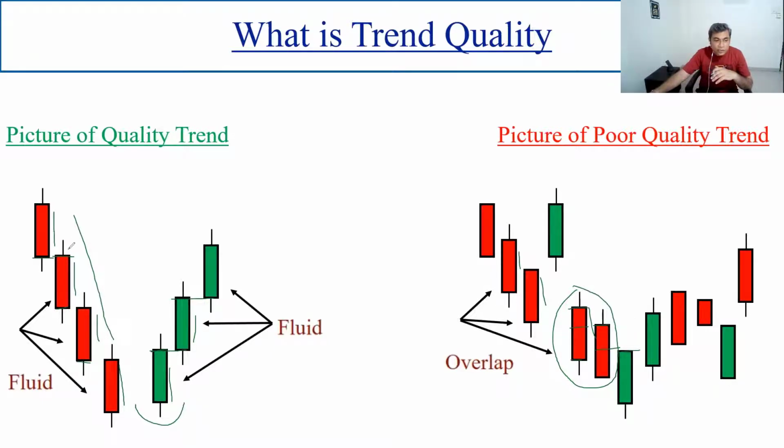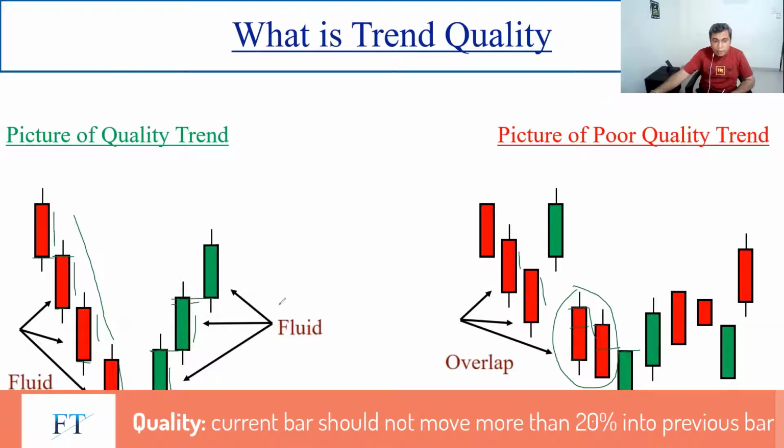And just to define what good quality means, a bar should not move more than 20% into its prior bar.